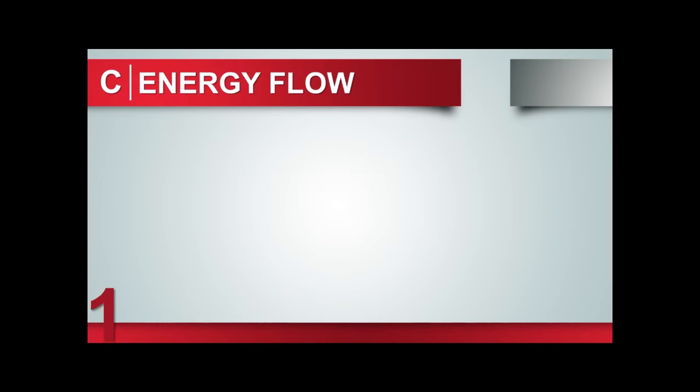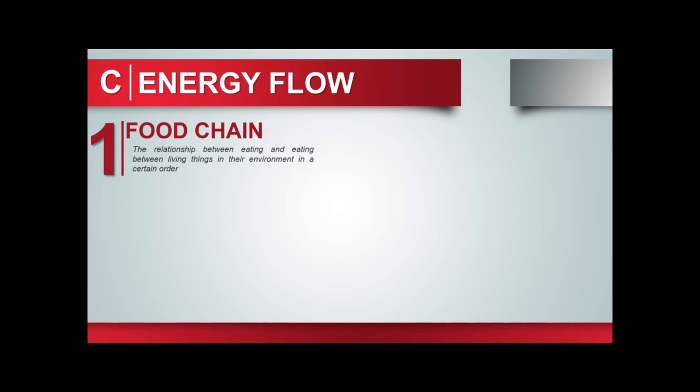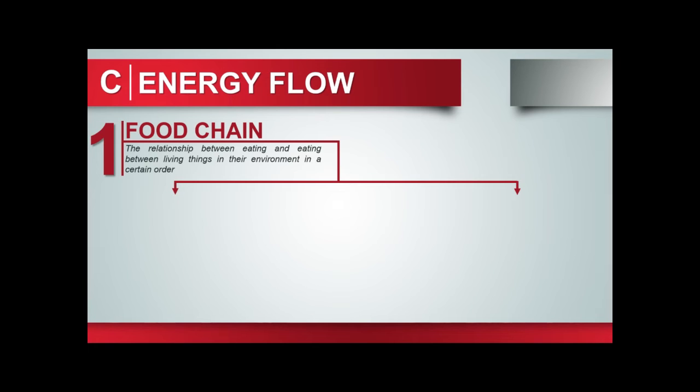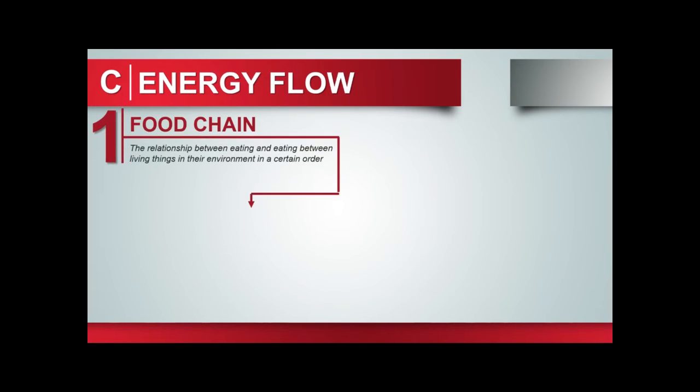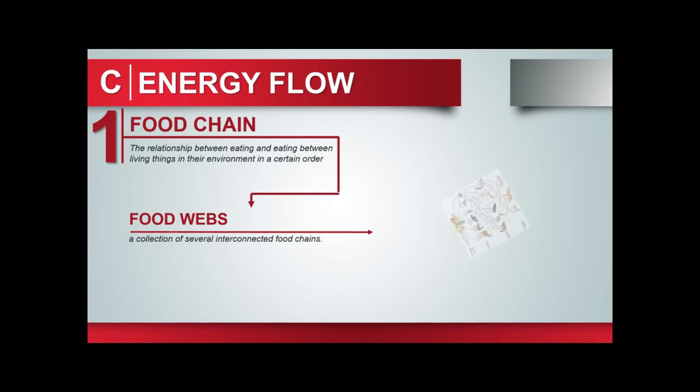The kinds of energy flow. First, food chain. Food chain is the eating relationship between living things in their environment in a certain order. The examples are the grazing chain and the detritus food chain. If a food chain is joined with other food chains, it becomes a food web, or in other words, a collection of several interconnected food chains. You can look at the picture beside.